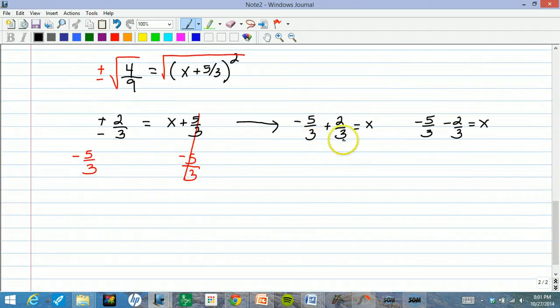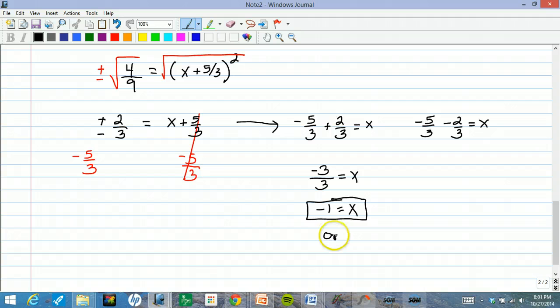So let's clean this up. Oh, we have two fractions. They have the same denominator. Very nice. Add our numerators. Negative 5 plus 2 is negative 3/3, which simplifies to negative 1. And so there's one of our zeros.